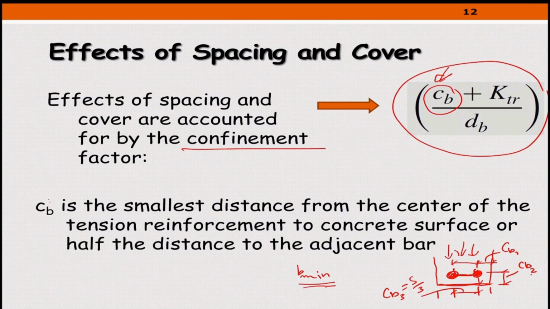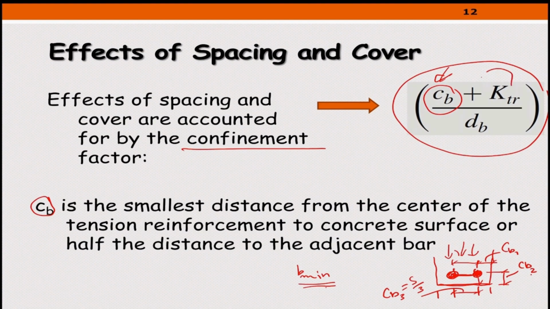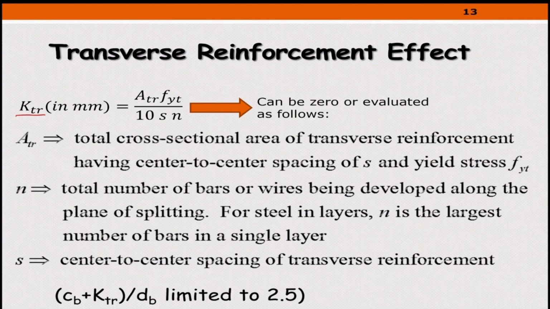All right, so this is for CB. Another factor is KTR. KTR is the factor that appears in the confinement effect factor, and it takes into consideration the characteristics of the stirrups. KTR is the factor related to the transverse reinforcement. The transverse reinforcement is basically the stirrups in beams or ties in columns.